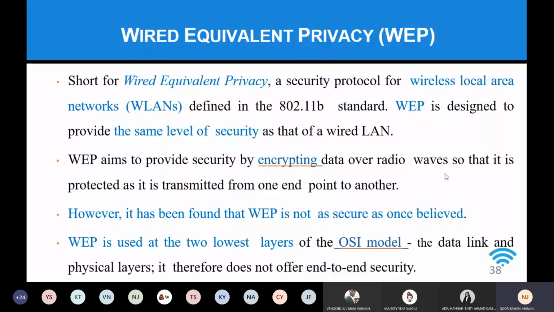WEP is used at the two lowest layers of the OSI model. Which are the two lowest layers? The physical and the data link layer. It therefore does not offer end-to-end security. So we cannot say that it is offering us end-to-end security.